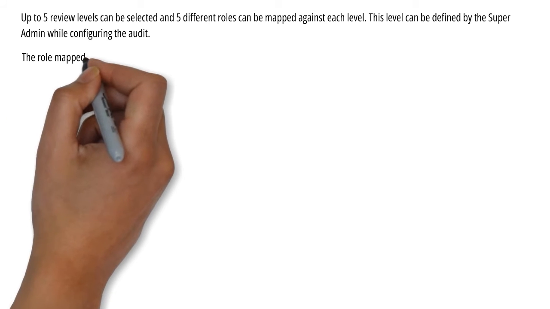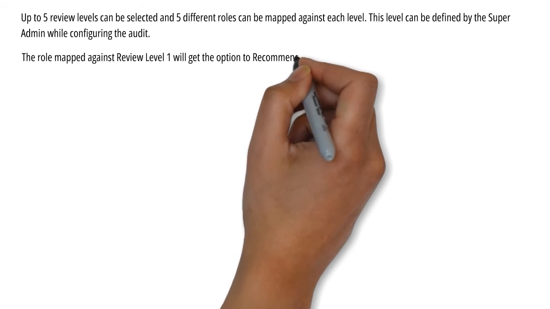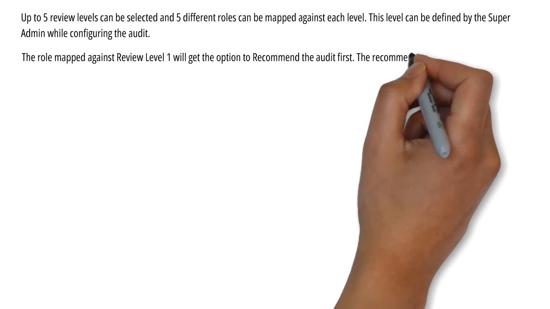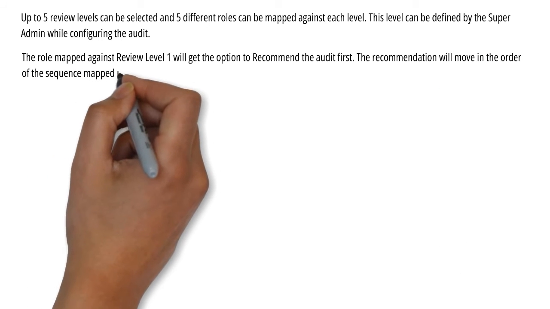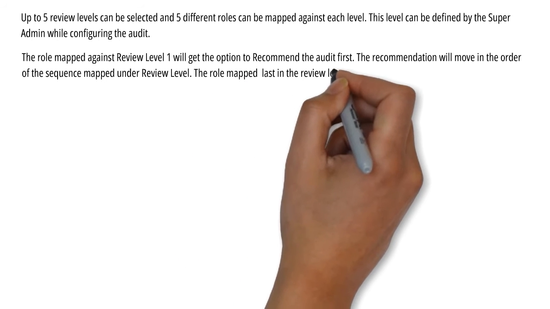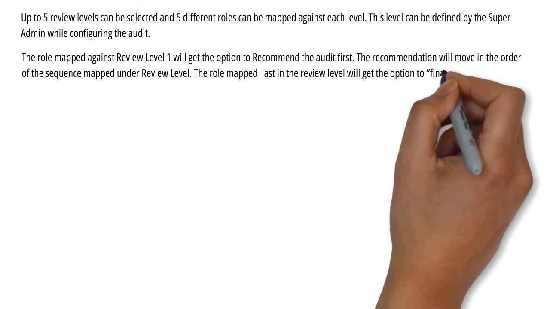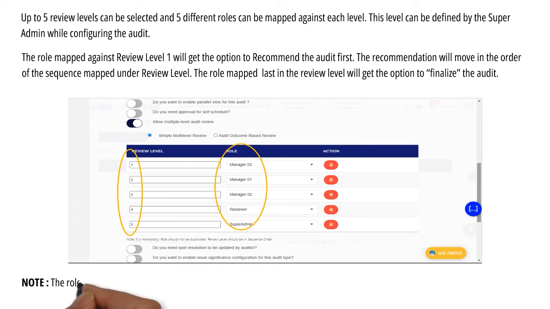The role mapped against review level 1 will get the option to recommend the audit first. The recommendation will move in the order of the sequence mapped under review level. The role mapped last in the review level will get the option to finalize the audit. Note: the roles selected cannot be repeated.